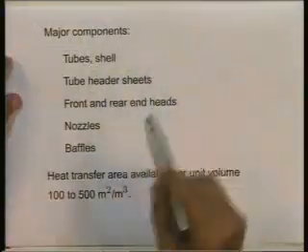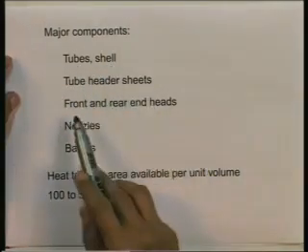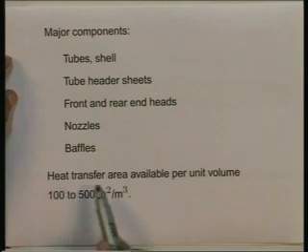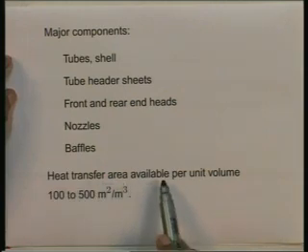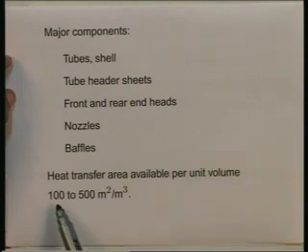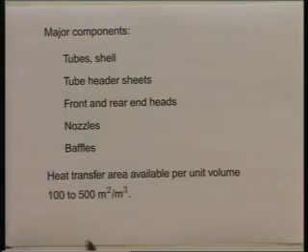Now, let me again show another transparency just to repeat the same things. The major components of a shell and tube heat exchanger are a bundle of tubes, the shell, the tube header sheets, the front and the rear end heads, nozzles and baffles. The heat transfer area available in a shell and tube heat exchanger per unit volume can range from 100 to 500 square meters per meter cubed. All right. Now, I am going to show you a typical tube bundle in a shell and tube heat exchanger.